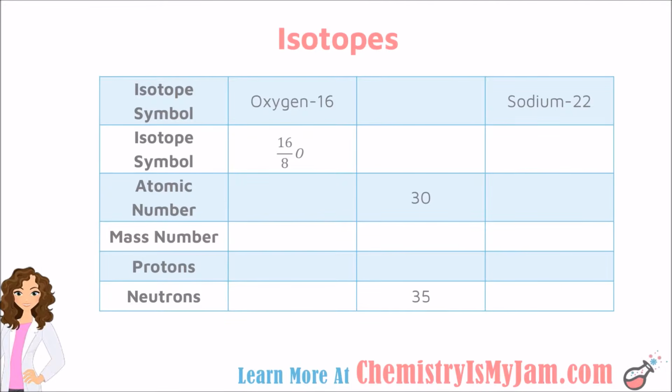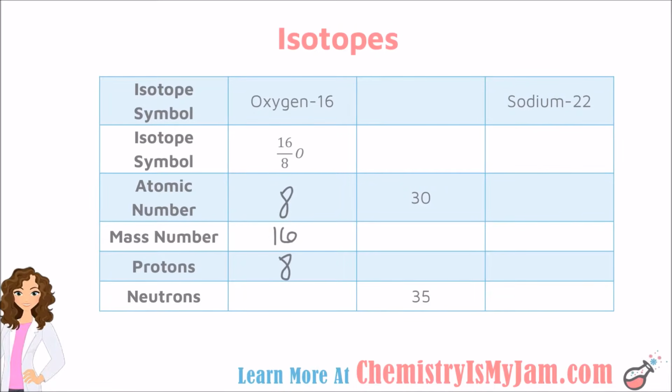Here you have some isotope symbols that we're going to use to practice determining the number of protons and neutrons. Our first example is oxygen-16, where 16 is the mass number. I can also see from this version of the isotope symbol that it has an atomic number of 8 because the bottom number tells us the atomic number. That also tells us the number of protons.